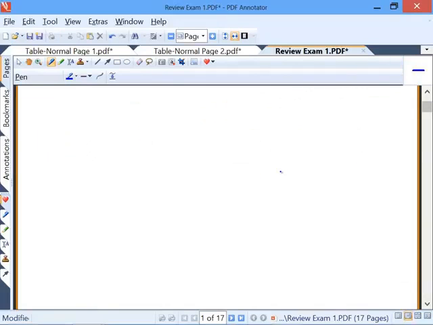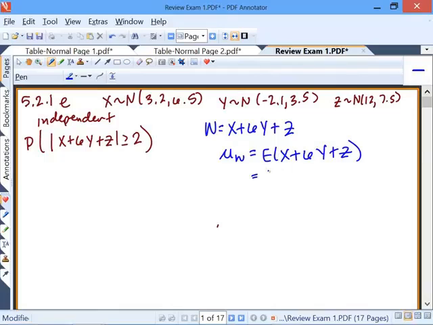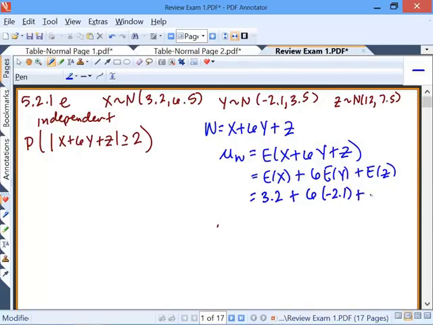So this is the expected value of X plus 6 times the expected value of Y plus the expected value of Z. Correct? That's what makes sense to do for our expected values. So this is 3.2 plus 6 times negative 2.1 plus 12. So 2.6.